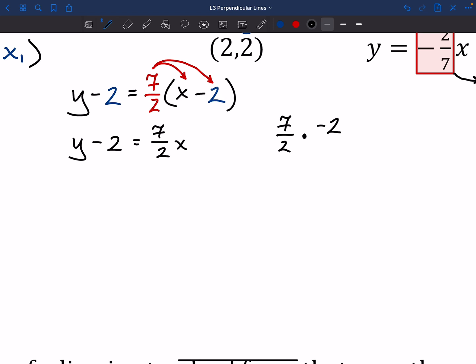So last time we multiplied with fractions, we thought about that as being over 1. I multiply the tops together to get negative 14. I multiply the bottoms to get 2. And that does simplify to be negative 7, right?